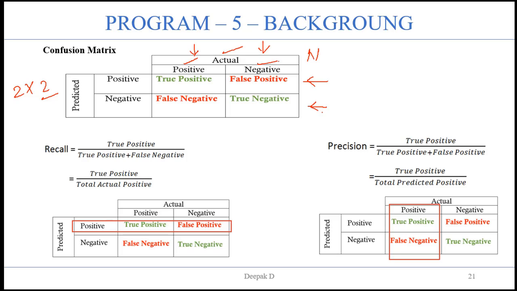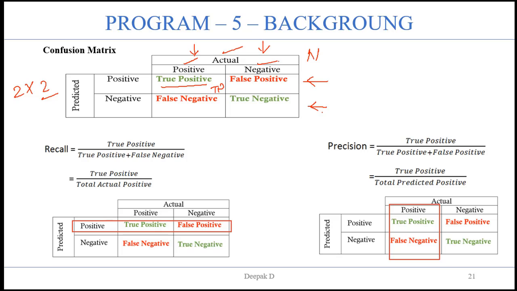So let's understand some of the terms here. One is true positive. What do we mean by true positive? It is labeled as TP. When the predicted value matches the actual value, we call it a true positive. That means the actual value was positive and the model also predicted a positive value, then we call it a true positive.